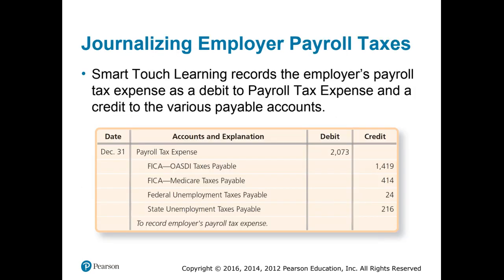And so now we have Smart Touch Learning. They record the employer's payroll tax expense as a debit to payroll tax expense and a credit to the various payable accounts. So we're going to debit payroll tax expense by the 2,073, and we're going to credit all of these payable accounts by the amount that we've calculated, and the note is to record our employer's payroll tax expense.